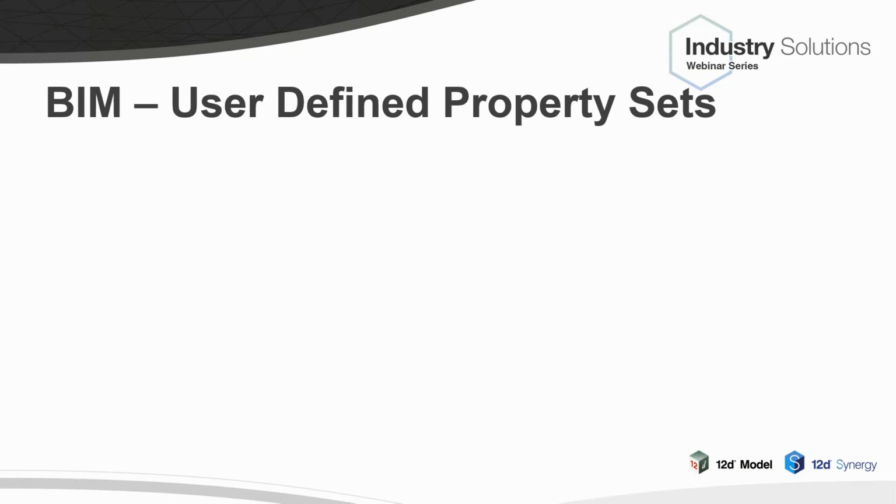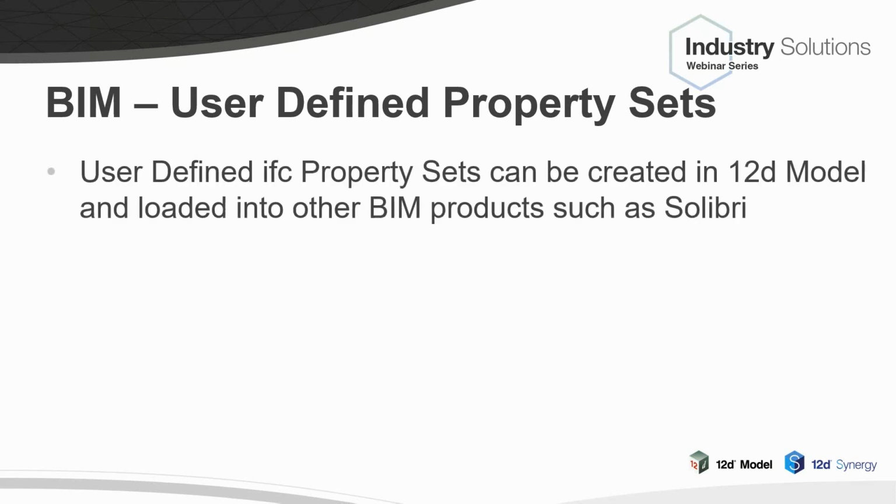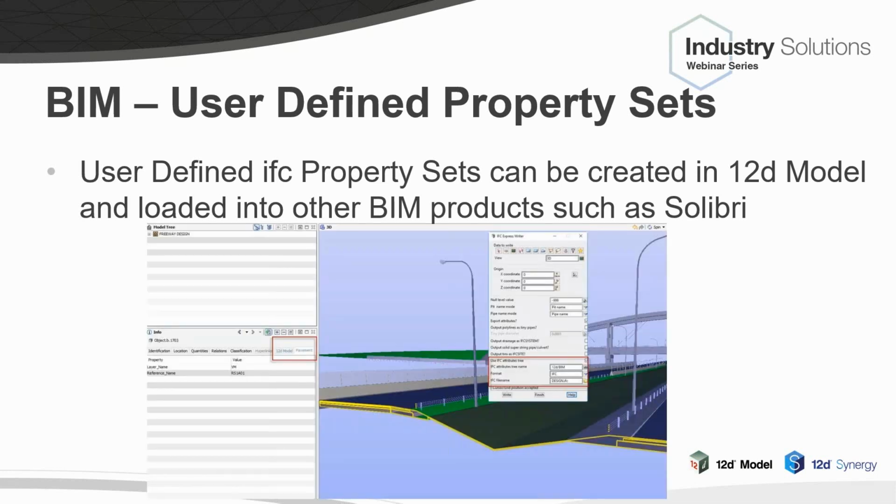What you have with IFCs is what are called property sets. So we call them attributes. They call them property sets, and they usually have a name. We can actually do that using our attribute manipulator and put them into your user-defined property sets, and then they can be written out to IFCs and read into other products such as Solibri.